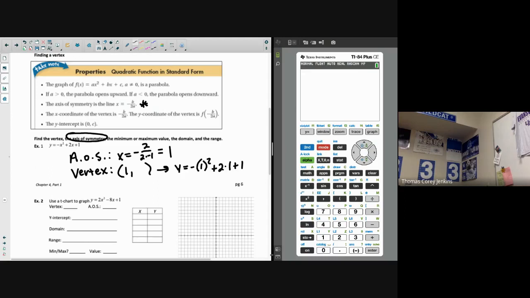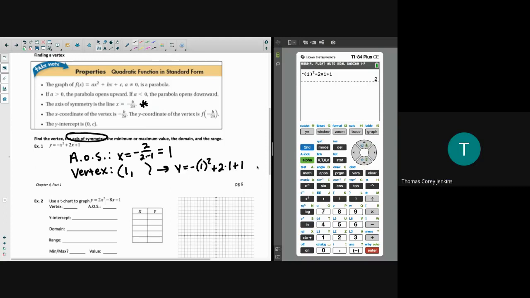So if I just punch that in real quick, negative, I'm going to use parentheses there just to be extra careful with my calculator. It's easy to mess up if there's a negative or positive base. Just be careful, plus 2 times 1 plus 1 is 2. So that tells me that 1 goes to 2. So my vertex, which we already knew, is at 1, 2. I'm just showing you how to find it algebraically, aka without a graph.